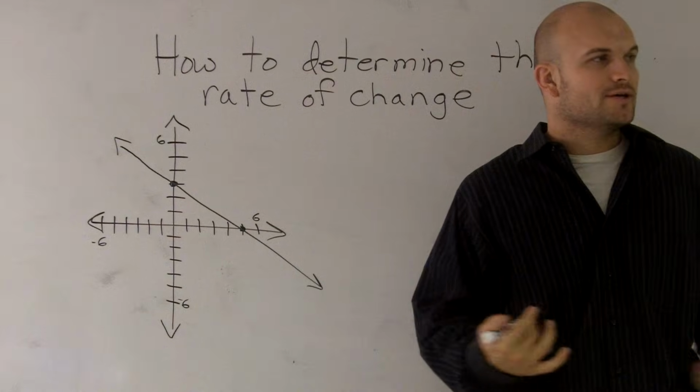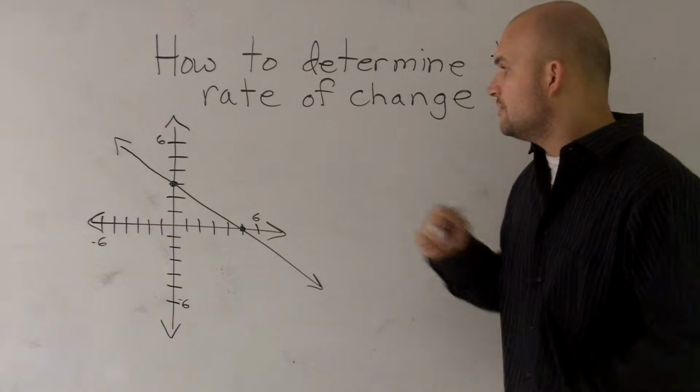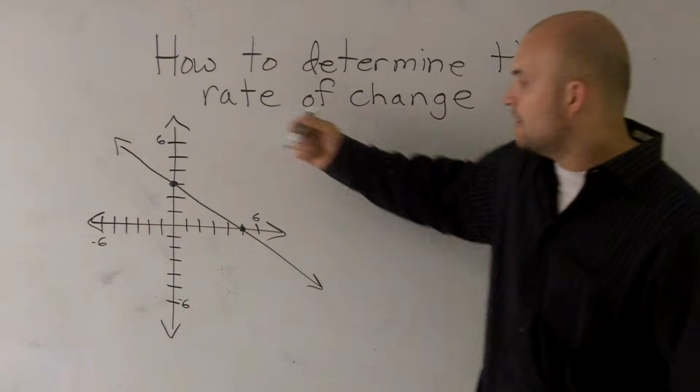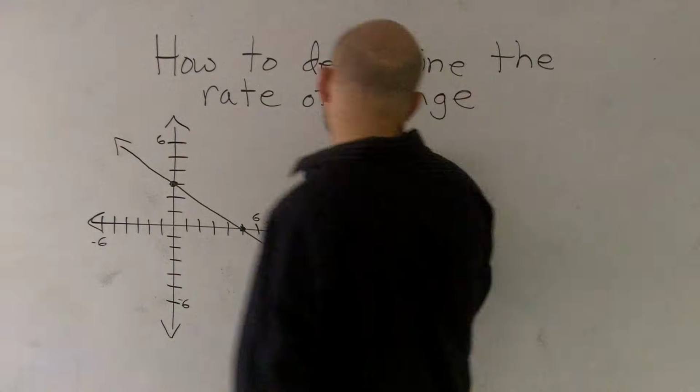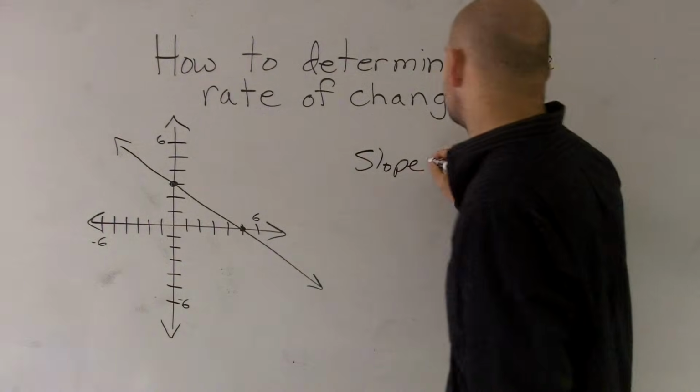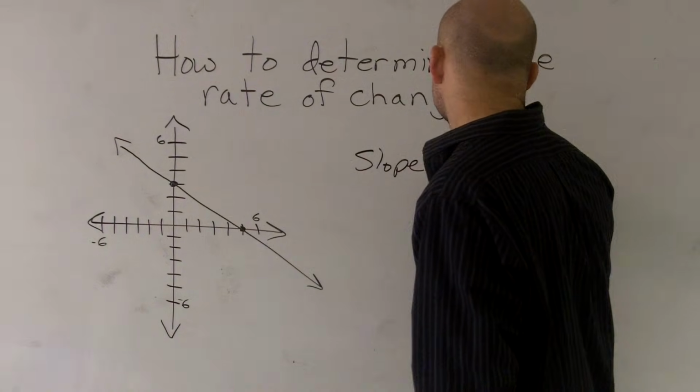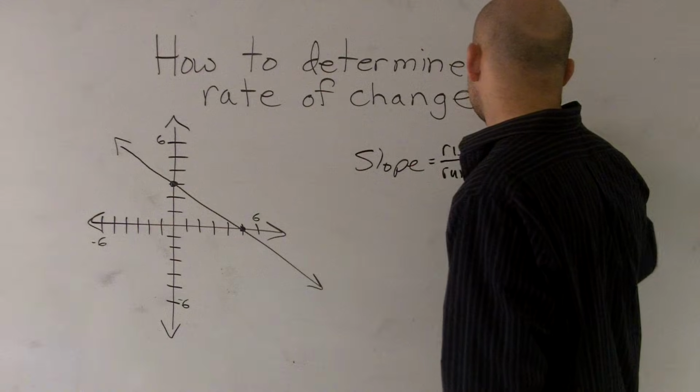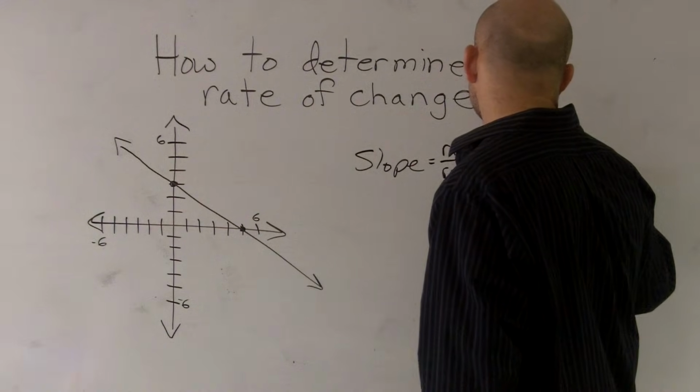There are a lot of different ways we can approach this problem. Let me actually write this down. Slope is the same thing as our rate of change. And remember I said slope was your rise over your run, or we also say our change in y over our change in x.